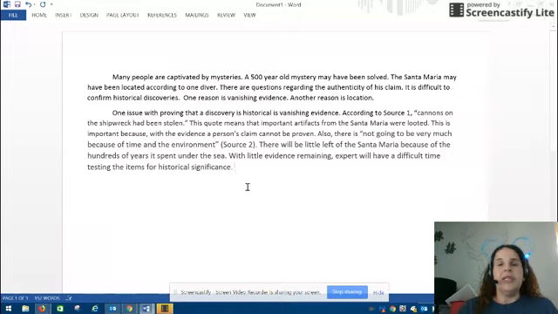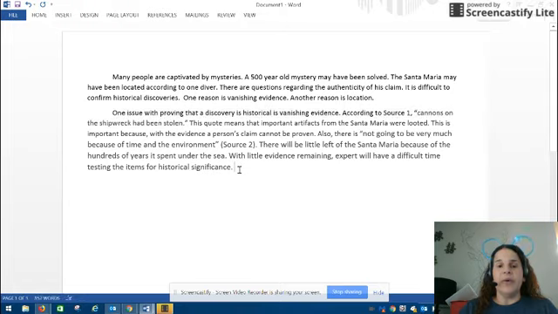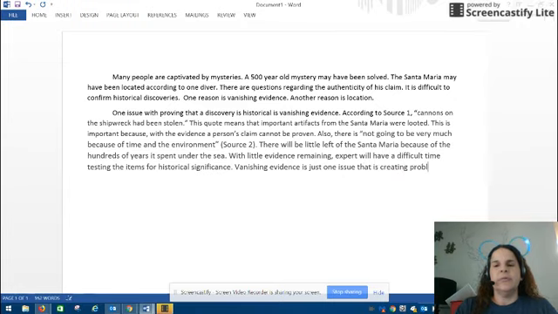So for the very last sentence of my body paragraph, I'm going to restate the very first sentence of it. Remember, this is the top bun of your sandwich. Now you need a bottom bun. Okay, you're just going to kind of remind the reader what that body paragraph was about. So watch. Vanishing evidence is just one issue that is creating problems for those attempting to prove discoveries are historical.